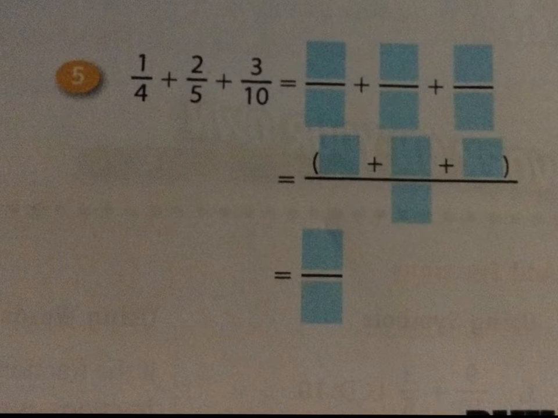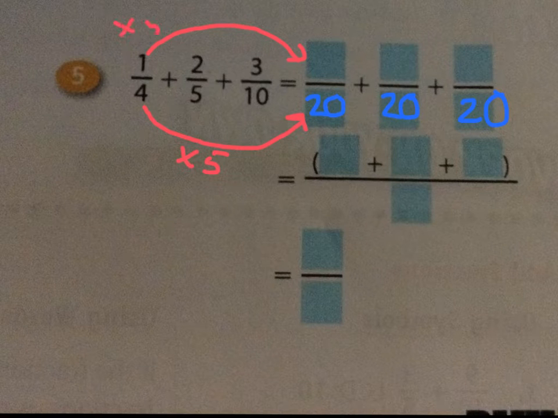Number 5 is not so easy because the denominators are all different. First thing you have to do is find your least common denominator. For 4, 5, and 10, your least common denominator would be 20. Okay? And then you want to find your equivalent fractions. So we would say 4 times what gives me 20, which is 5. So then we're going to multiply 1 times 5, which is 5, of course.